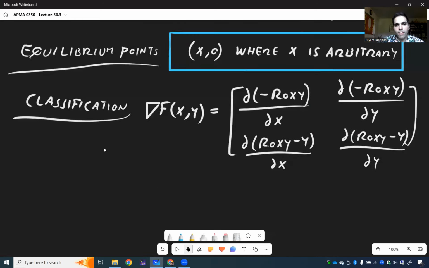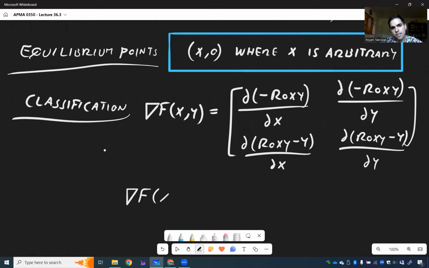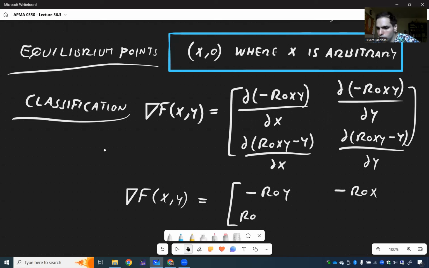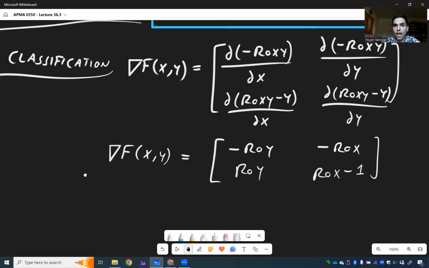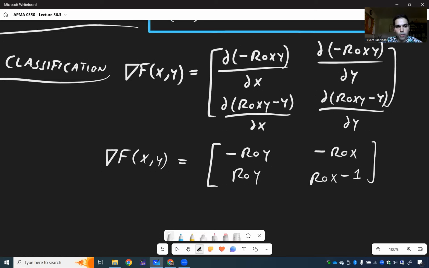So this simplifies, luckily. So I think we get minus R0Y and then minus R0X. And then R0Y, just R0Y, I believe. And I think R0X minus 1. So that is at every point. And now we need to do it at the equilibrium point.